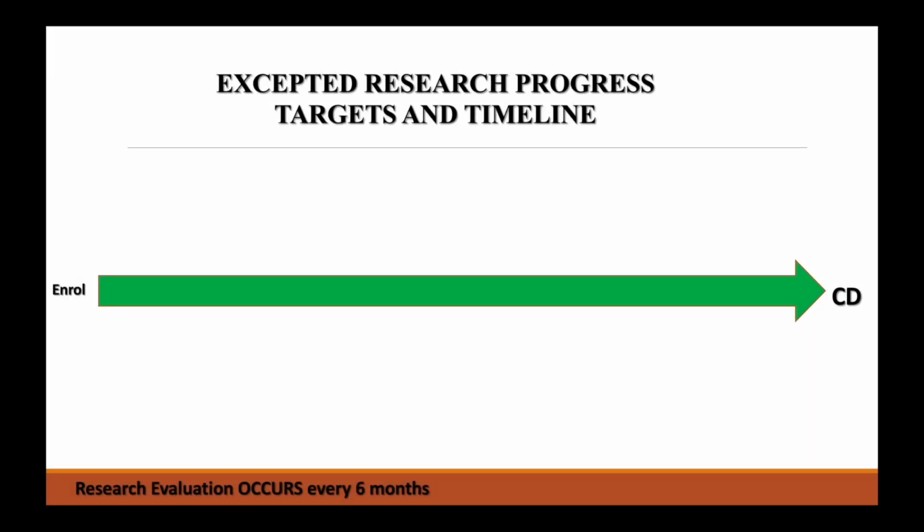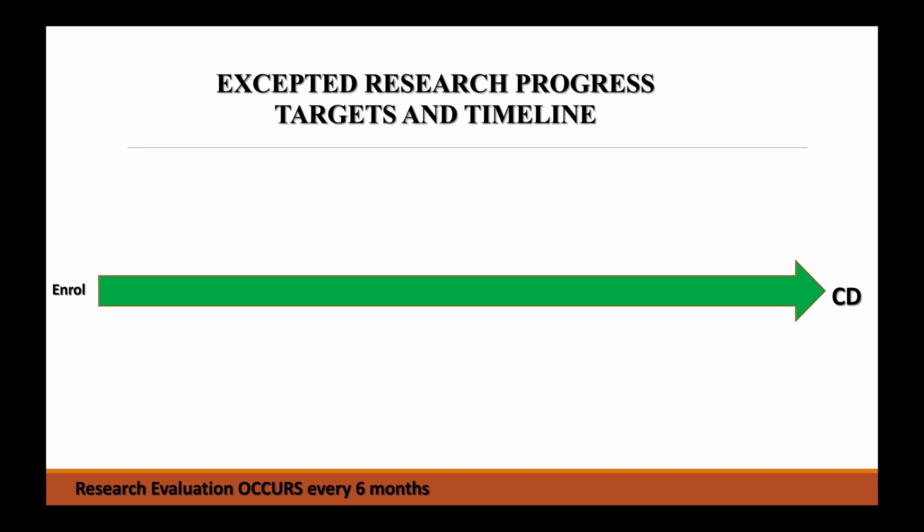This slide, which is one of the key slides of this talk, shows the expected research progress targets and timelines, which are important for the candidates to achieve, and for you to know so that you can track that your candidate is progressing well. This whole timeline begins from the point of enrollment and ends when they defend their thesis at the end. And obviously, if they pass that, they will proceed to exams. This whole process takes a 4-year period, 4+ period.